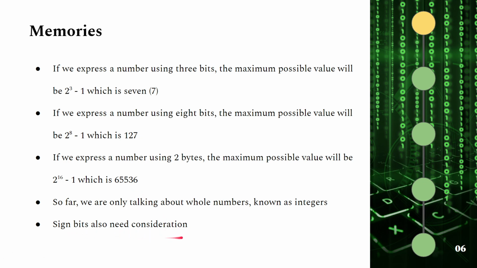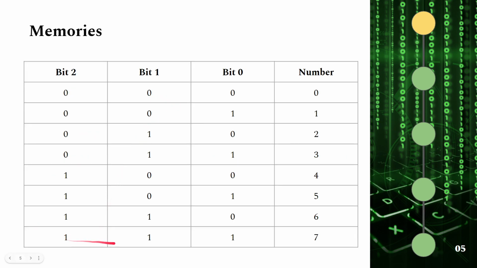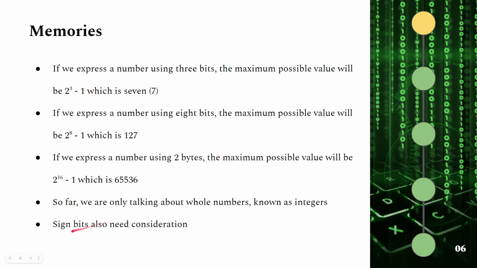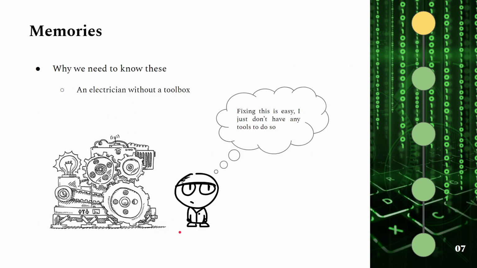Okay, and sign bits also need consideration. What is a sign bit? A sign bit means the number is positive or negative. Suppose we take 7. We can also say minus 7, but if we look at this table, there is no space for another bit because I'm expressing using 3 bits. So when we have to consider sign as well, we need another bit, and we can make it such that if it is 0 then the number is positive, and if it is 1 then the number is negative, something like that. So for sign we need another bit, and this is what is said here, that sign bits also need consideration.